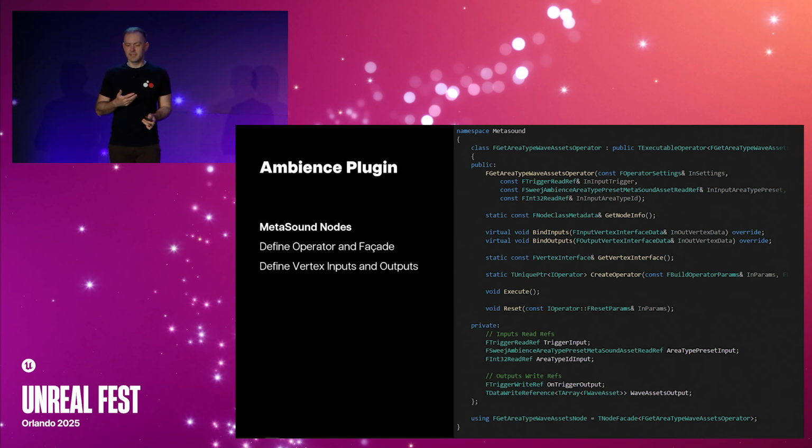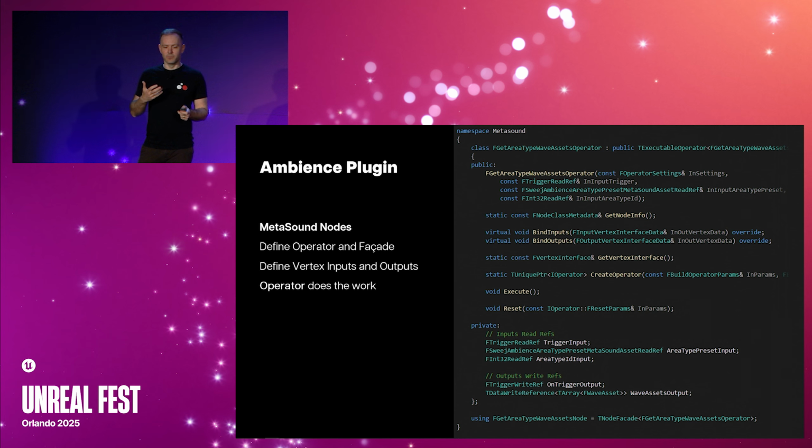You define the vertex inputs and outputs. These are the little pins that you see on all MetaSound nodes that exist already and that you connect to in the editor. And then the operator itself does all the work. It has the execute callback where the logic or the DSP code runs, and it also then connects all of its inputs and outputs to readers and writers. And there's also a node facade for the editor, but it's basically just there to make it look pretty. So there are some nodes that have visualizations on them. This is where you do that. Otherwise, it's just generally a bit of boilerplate code that you have to do.